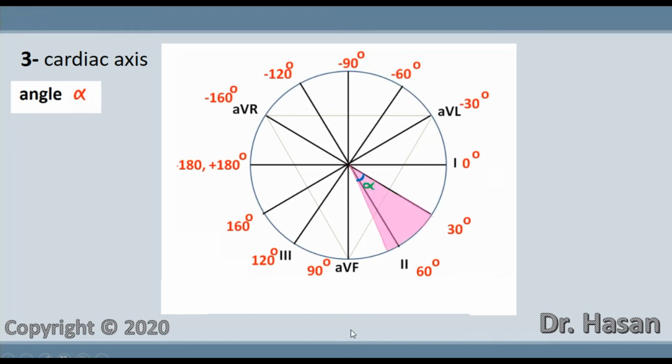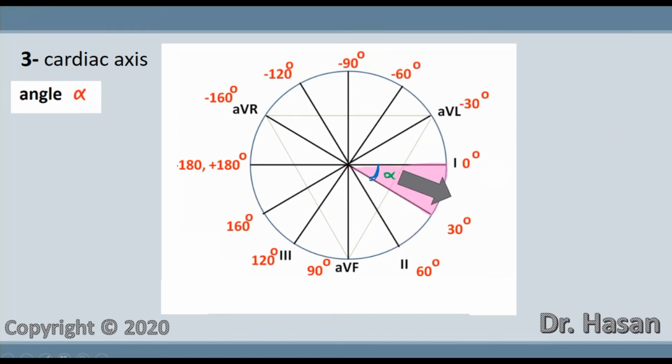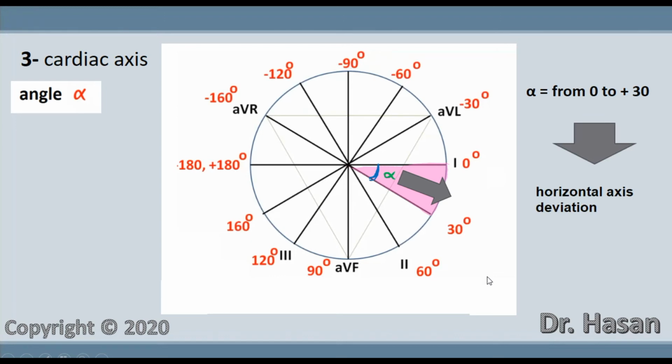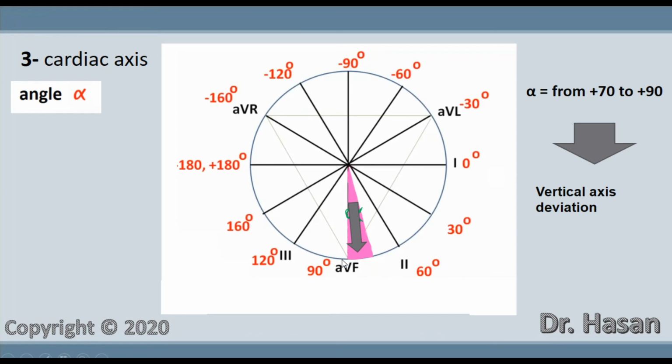If the angle of the cardiac vector falls in the range from plus 30 to plus 69, then this means that the electrical axis of the heart is normal. If this angle falls in the range from 0 to plus 30, then this is a horizontal deviation. If the angle falls in the range from 0 to minus 90, then this is a deviation of the electrical axis of the heart to the left. In other words, it is a left axis deviation. If this angle falls in the range from plus 70 to plus 90, then this is a vertical electrical axis of the heart.